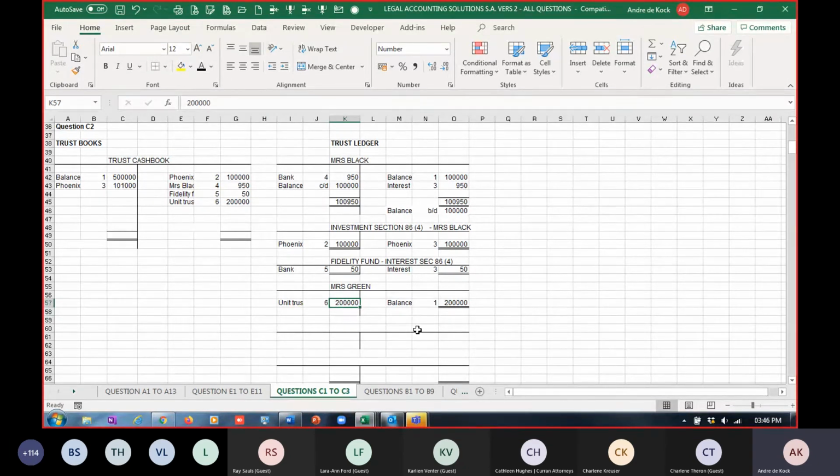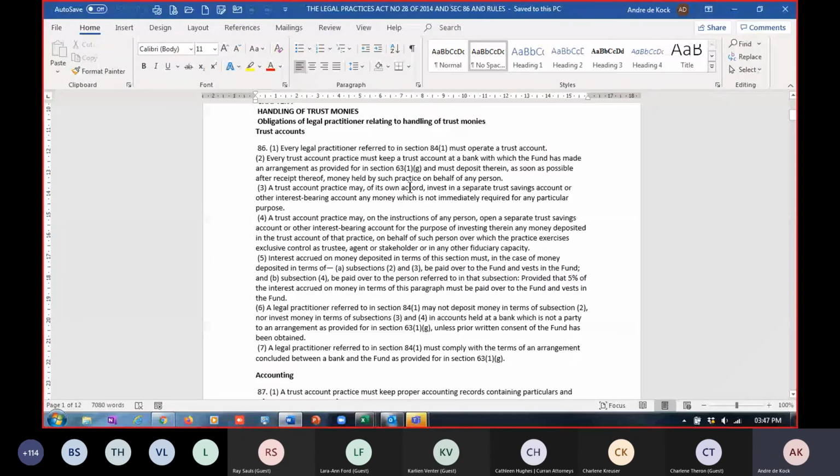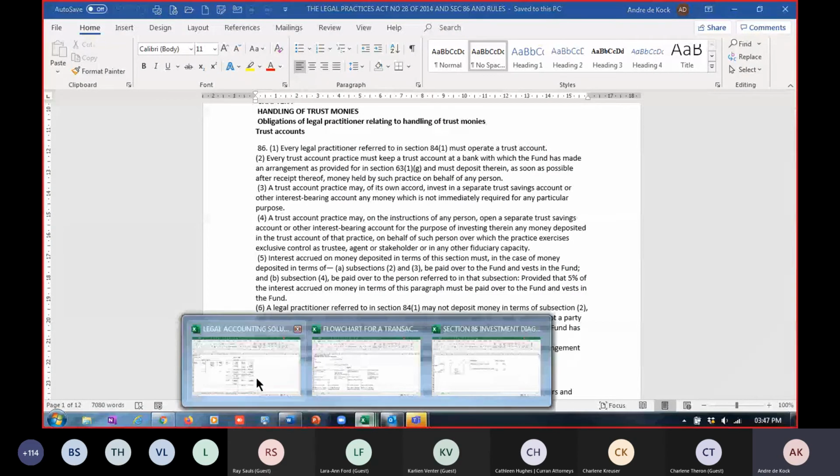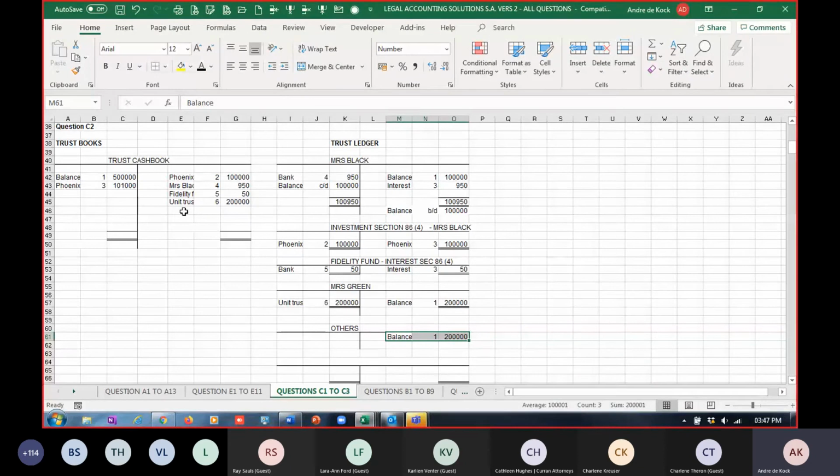Then, how much would we have for others now? Because of this 500, 100 was Black, 200 was Mrs. Green, so there must be another 200,000. Okay. Now you decide to invest, you decide which complies with this part over here, which says of your own accord. You decide to invest 150. So you invested with Phoenix Bank. We opened the 150. Now we open an account here, investment in terms of Section 86(3), and we debit that with the 150.